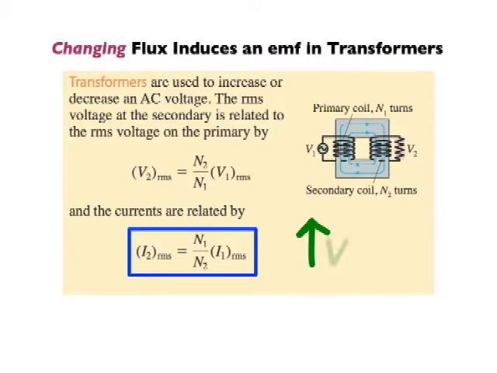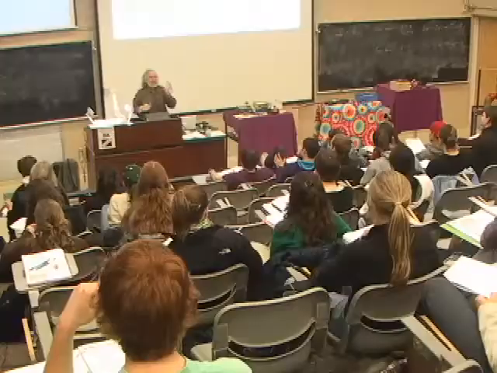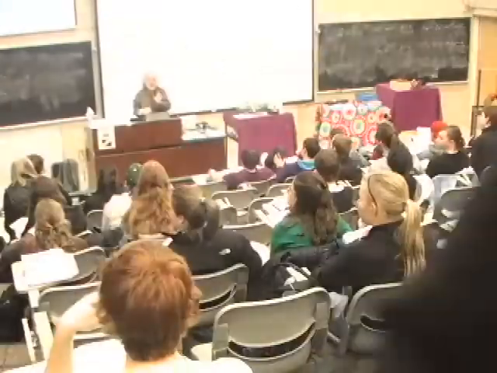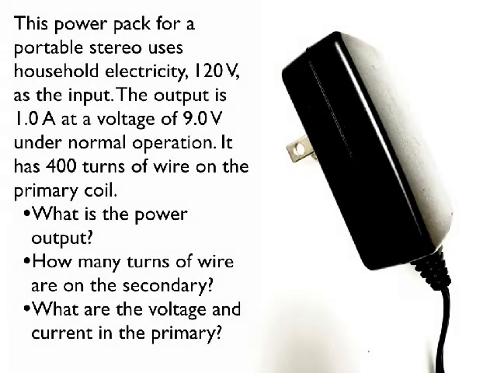So if I increase the voltage, what happens to the current? Decreases. And that makes sense, because the power has to be the same. The product of the voltage times the current in the primary, which is the power in the primary, has to be equal to the power in the secondary. Okay? Let's look at an example of that.